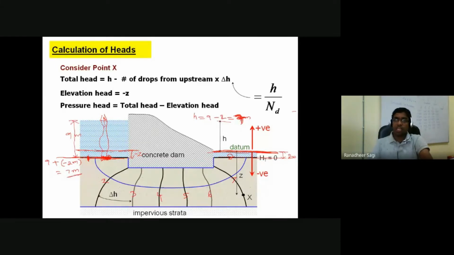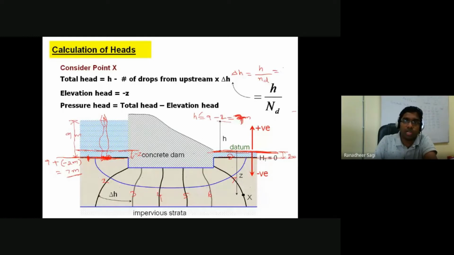And what we have seen earlier from our discussions is that from one equipotential line to the next equipotential line, we are going to have a decrease in the total head value, which we represented as total head drop or potential drop. Okay, so how do we calculate the total head drop or potential drop between two successive equipotential lines? So that we represented as delta H, where delta H is nothing but total head loss per corresponding number of potential drops.